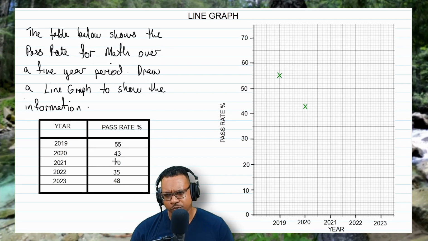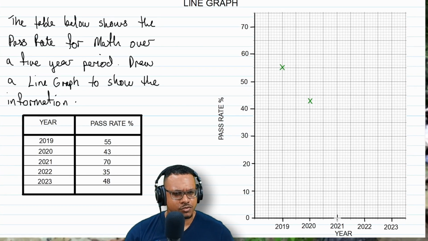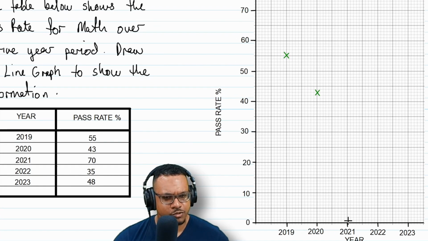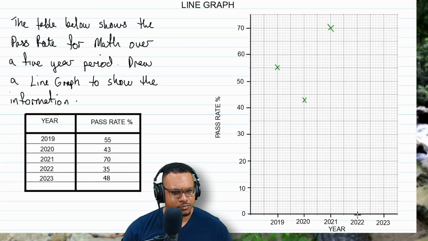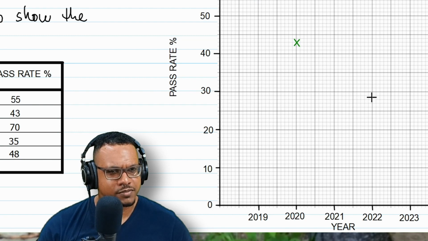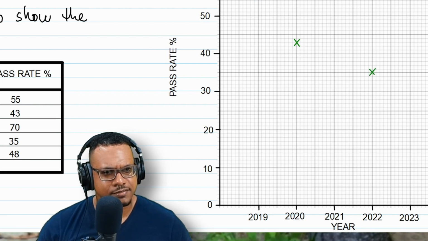All right, 2021 going up to 70%. So 2021, come on the line for 2021, go all the way up to 70 and make your X on that point. Then we're going to go to 2022, going up to 35. So 2022, coming all the way up to 30 here, and then here will be 35. And we make our X.